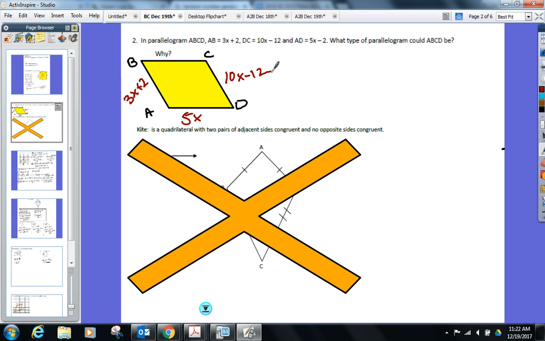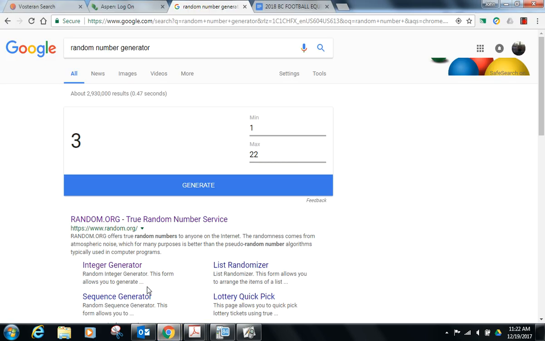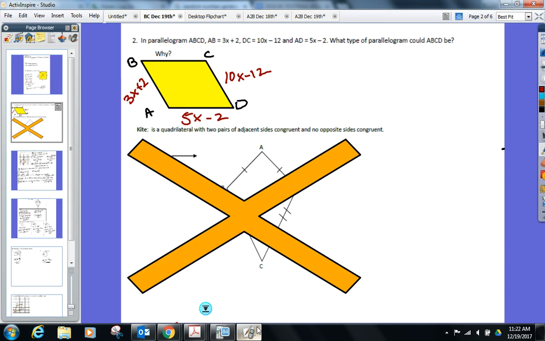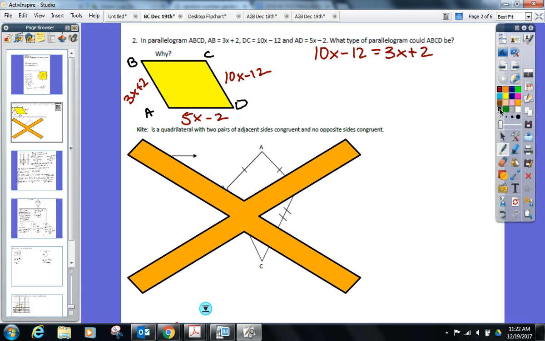It's a parallelogram. Got to figure out what type it is. So rectangle, rhombus, square. Let's figure it out. Anything? Well, give me the equation I can set up. It's a parallelogram. Apply a property. Apply a property. Let's do it. What property did you just apply there, Max? Beautiful. Let's solve it now. I'll give you guys a minute. Solve it.